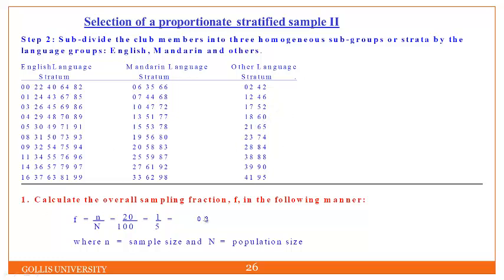So, to calculate the overall sampling fraction, F, we'll use the following manner. That fraction is equal to, as we mentioned earlier, small n divided by capital N. That is the sample divided by the target population. For example, 20 divided by 100. My sample is 20, and my target population is 100. So when I divide this, I will get 0.2. So I will use this fraction to calculate what sample I need from the English speakers, what sample I need from the Mandarin, what sample I need from the other language speakers, then I will add them up together. Okay, so my fraction that I'm using is 0.2.